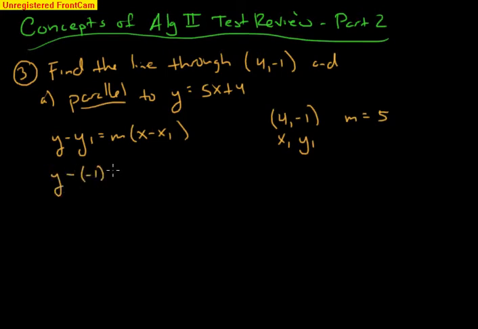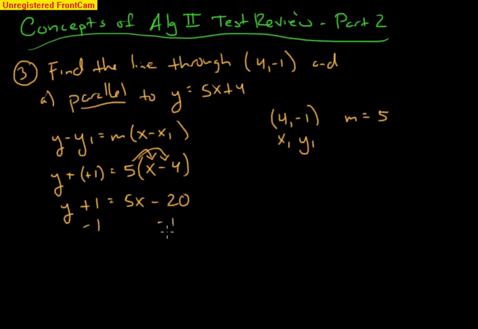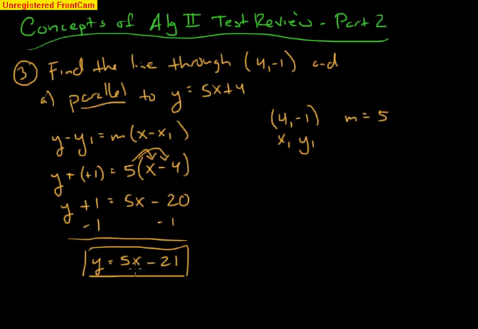Y minus -1 equals 5 times x minus 4. Change the minus and negative to a plus, so that's just a plus sign, and let's distribute the 5. So we're going to get y plus 1 equals 5x minus 20. And then we'll subtract 1 from both sides. And we get y equals 5x minus 21. So there's our parallel line to that line through the point 4, -1.